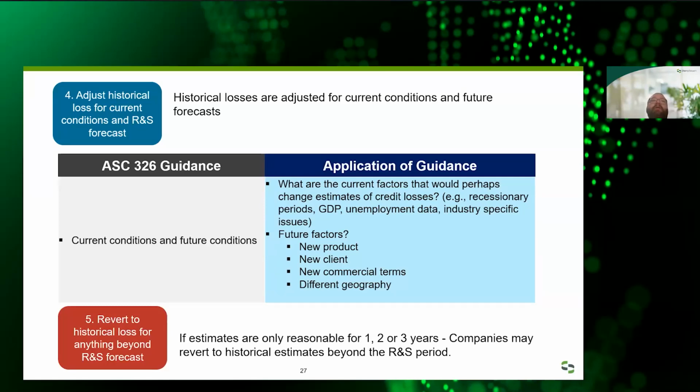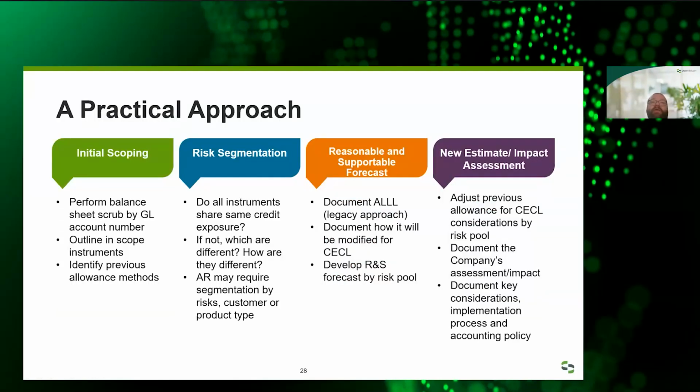So, how does all this play out in practice? I would say, the initial scoping: go through your balance sheet by GL account number, outline those instruments that are in scope. And then for each instrument within scope, you've got to do your risk segmentation, your pooling. Do all instruments share the same credit risk? Probably not. If they don't, then how are they different?